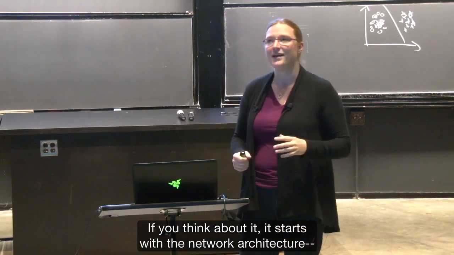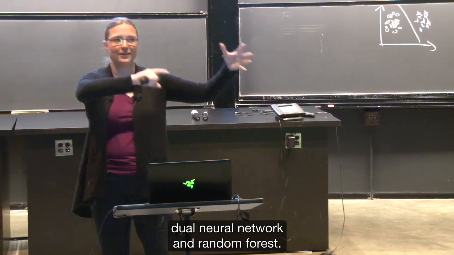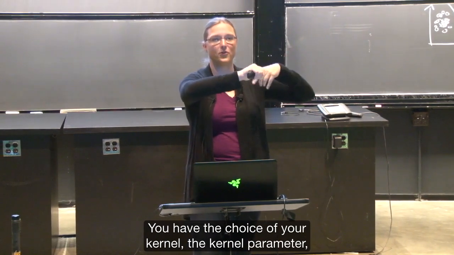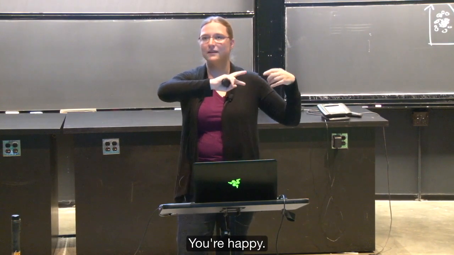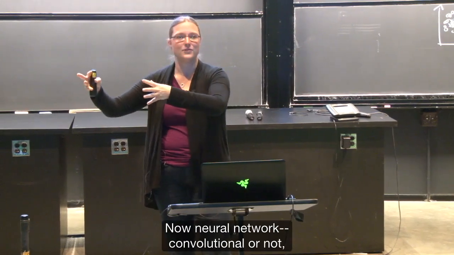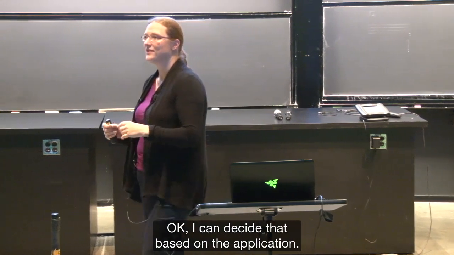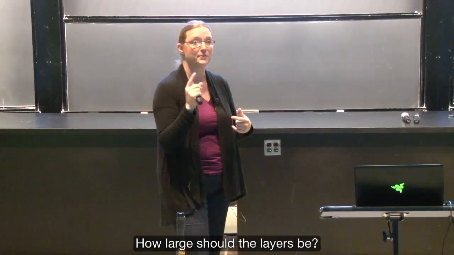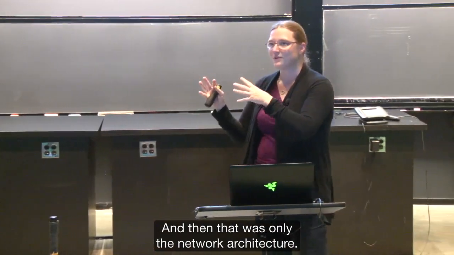If you think about it, it starts with the network architecture, right? Do neural network, random forest, or even support vector machine. With an SVM you have the choice of your kernel, the kernel parameter, and the C. You're happy. Now neural network: convolutional or not, okay, I can decide that based on the application. I need to know how many layers, how large should the layers be, how large should my input be, and then that was only the network architecture.